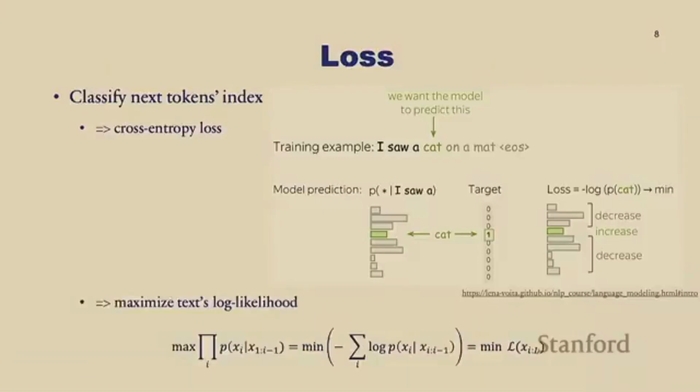One thing to notice is that, as you all know, this is just equivalent to maximizing the text log likelihood, because you can rewrite the max over the probability of this autoregressive language modeling task as the minimum over, I just added the log here, and minus, which is just the minimum of the loss, which is the cross-entropy loss. So basically minimizing the loss is the same thing as maximizing the likelihood of your text. Any questions? Okay.